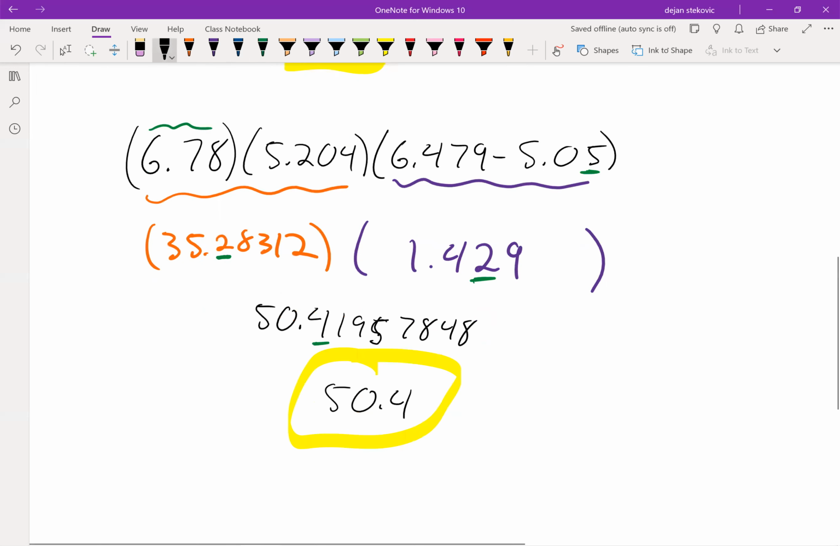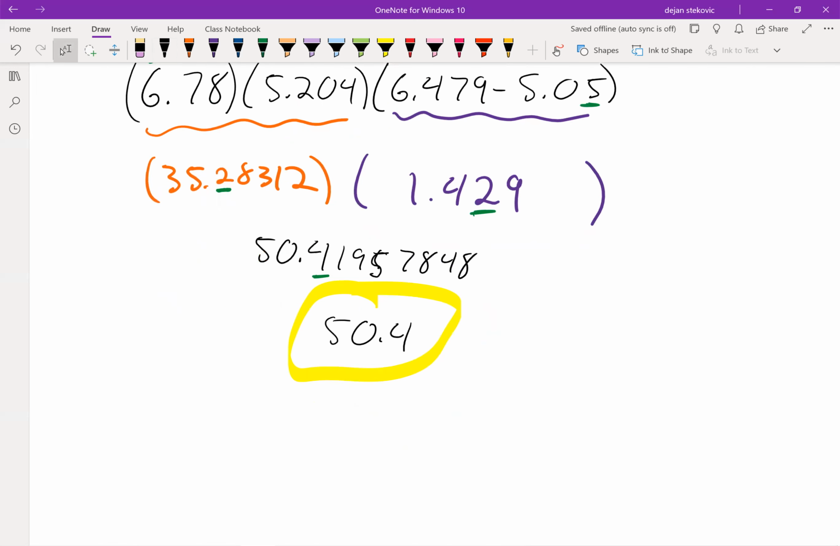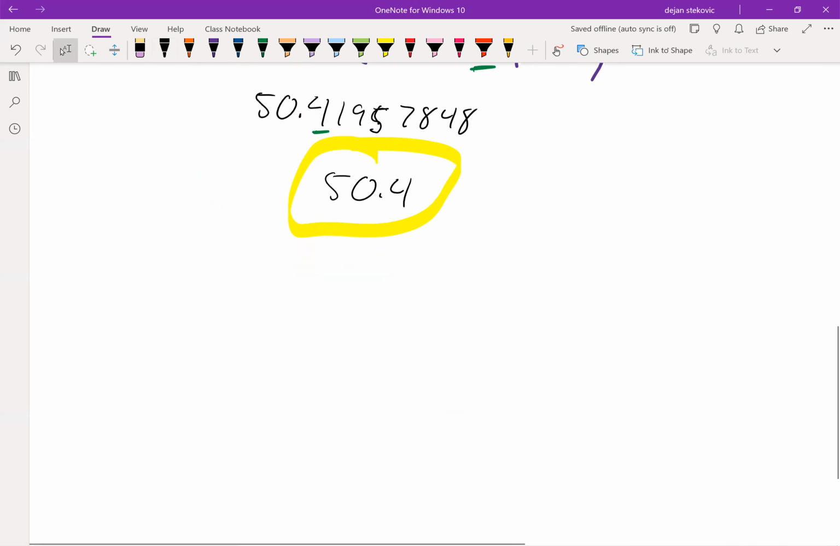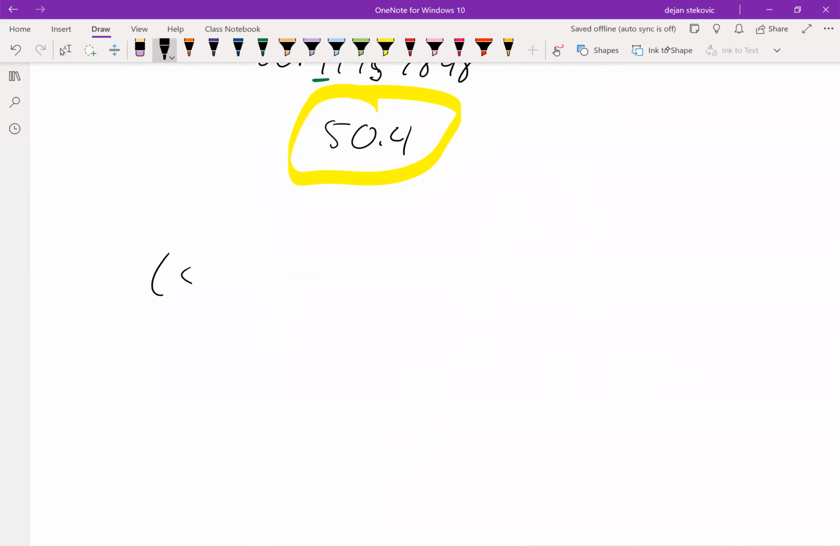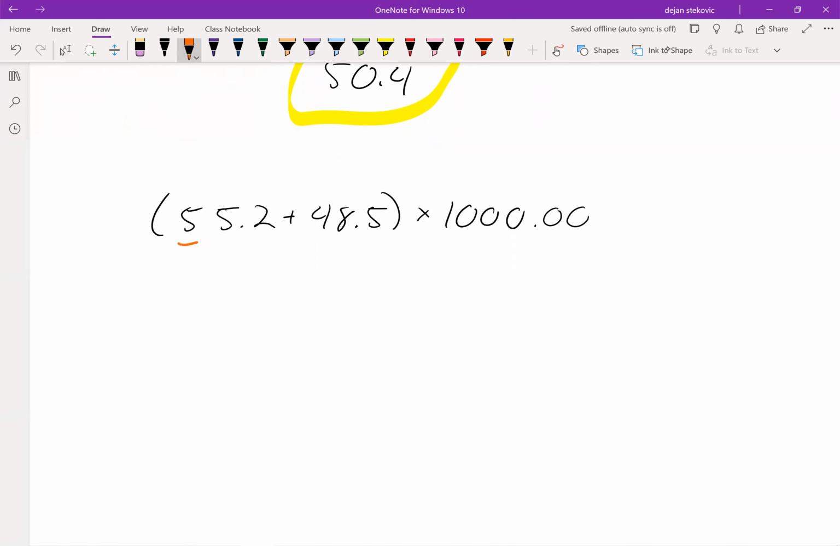Again, this can be very tricky when it's brand new and it's not very intuitive for a lot of people. So you've got to practice. Let's do one more. We've got 55.2 plus 48.5 times 1000.00. We're going to go ahead and do this operation first. If you type that in our calculator, we get 103.7. If we think about where our uncertain digit is, both of them have the digit in the tenths place. So that 7 is our uncertain digit.